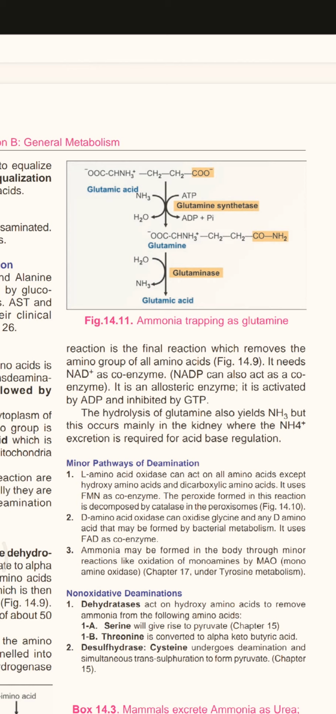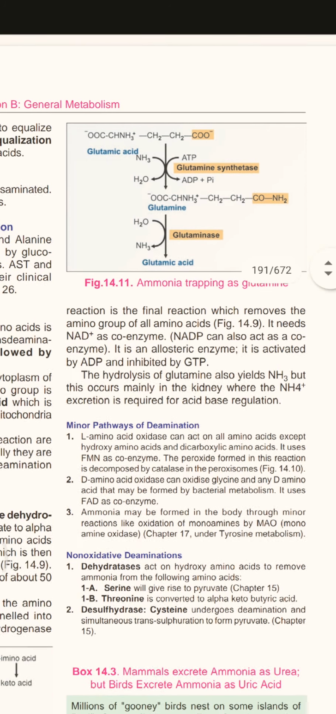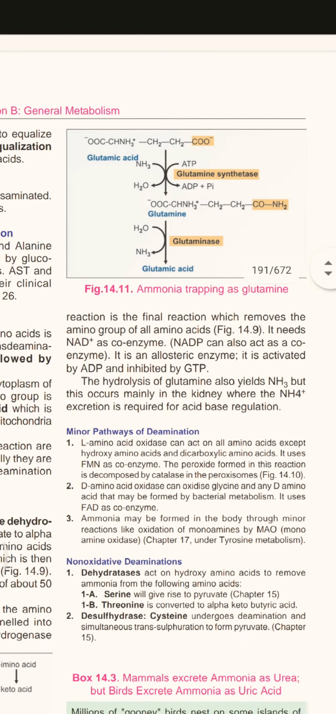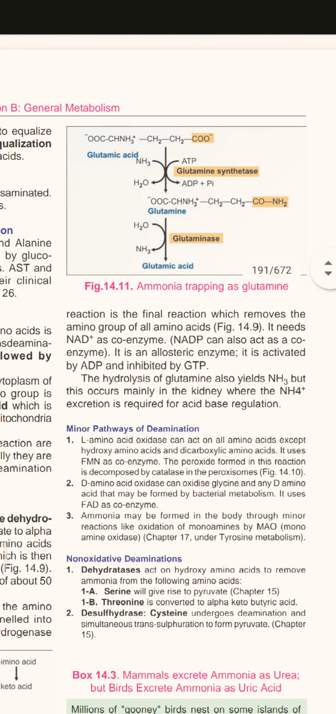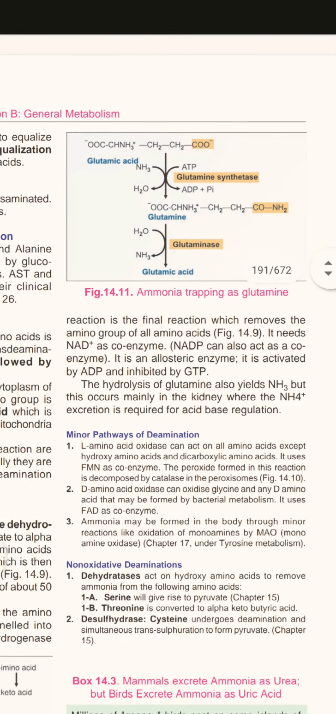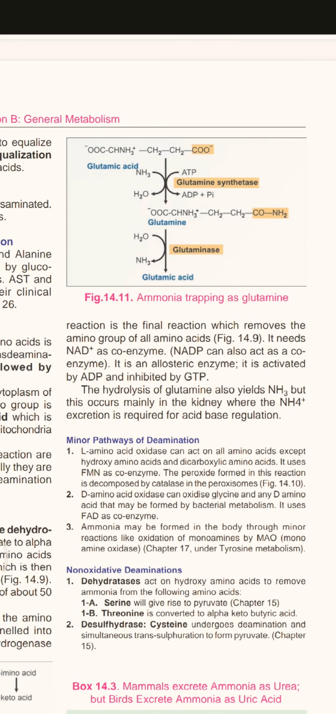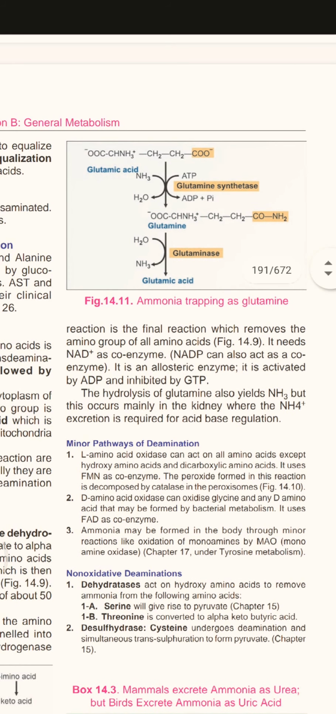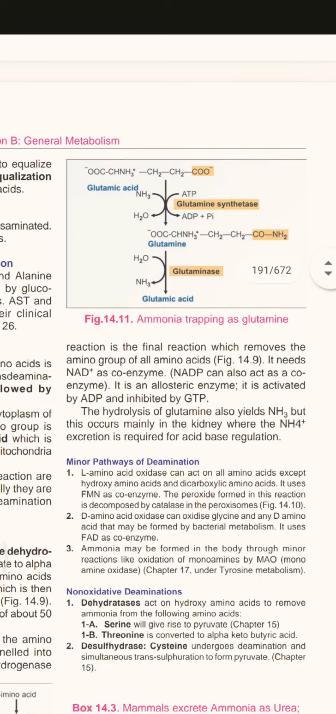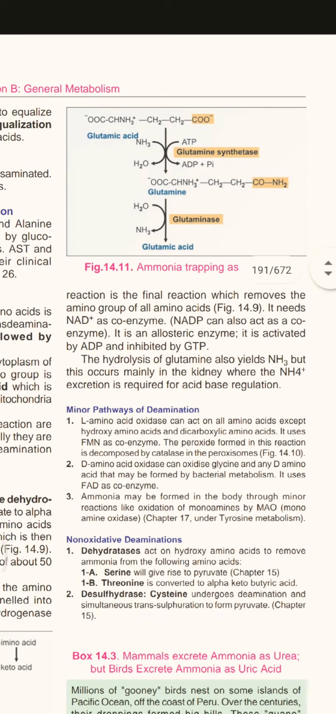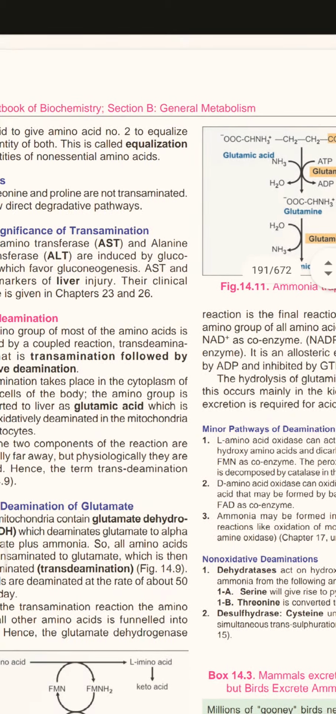Since mammals, including human beings, excrete amino nitrogen mainly as urea, they are referred to as ureotelic, and fishes excrete ammonia as such, so they are known as ammoniotelic, while birds and reptiles excrete uric acid, so they are known as uricotelic. Now this is the end of this topic. I hope you all have understood this.